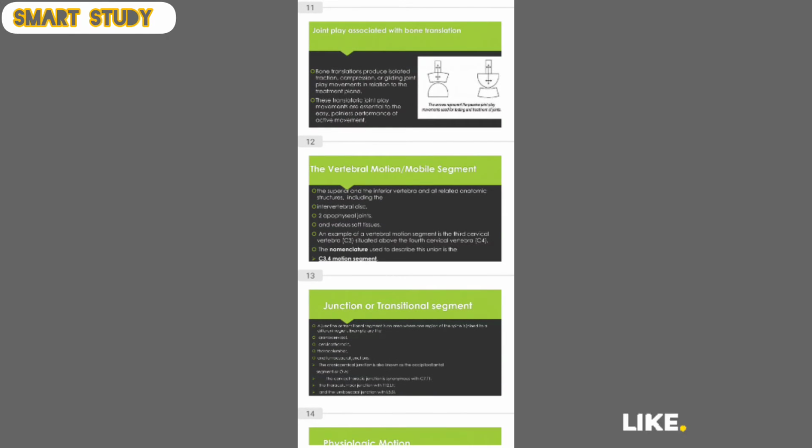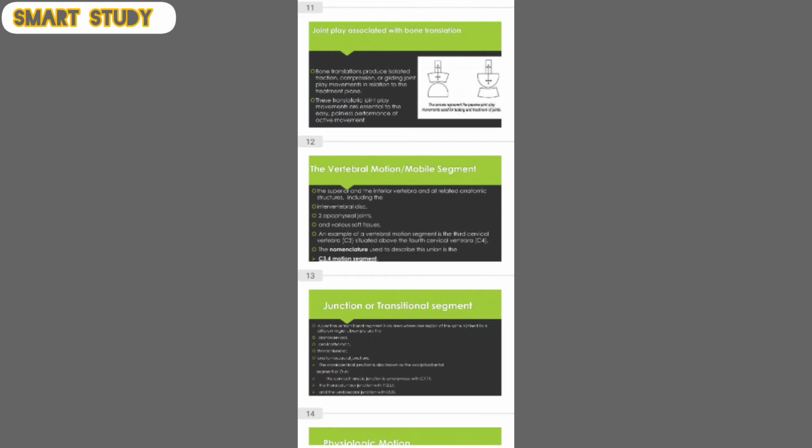Up next we have the vertebral motion segment, also called the mobile segment. It consists of the superior and inferior vertebra and all related anatomic structures including the intervertebral disc, two apophyseal joints and various soft tissues. An example of a vertebral motion segment is the third cervical vertebra C3 situated above the fourth cervical vertebra, C4. So the nomenclature used to describe this union is the C3-4 motion segment.